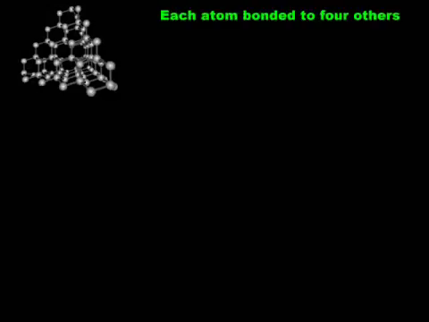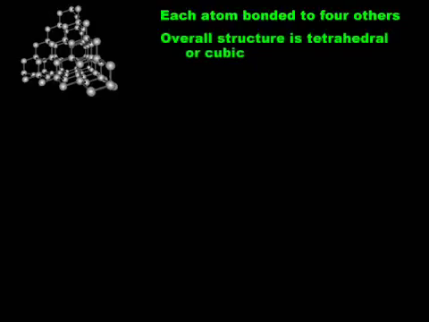Let's take a moment to review. In the diamond structure, each carbon is connected to 4 others in a tetrahedral arrangement. The resulting structure can be viewed as tetrahedral or cubic depending upon your perspective. Diamond is a network covalent solid, which means that it has covalent bonds that extend throughout the structure in 3 dimensions.